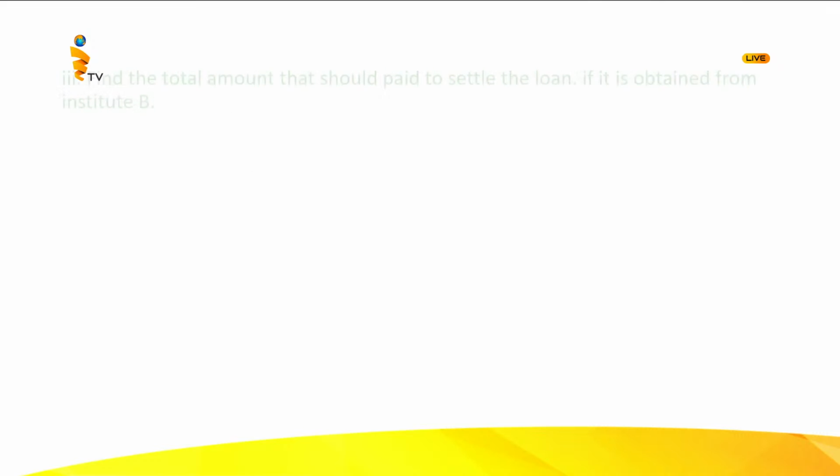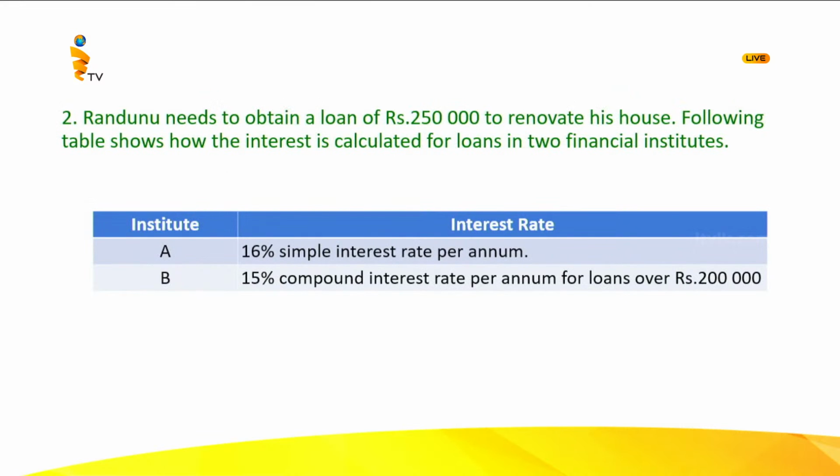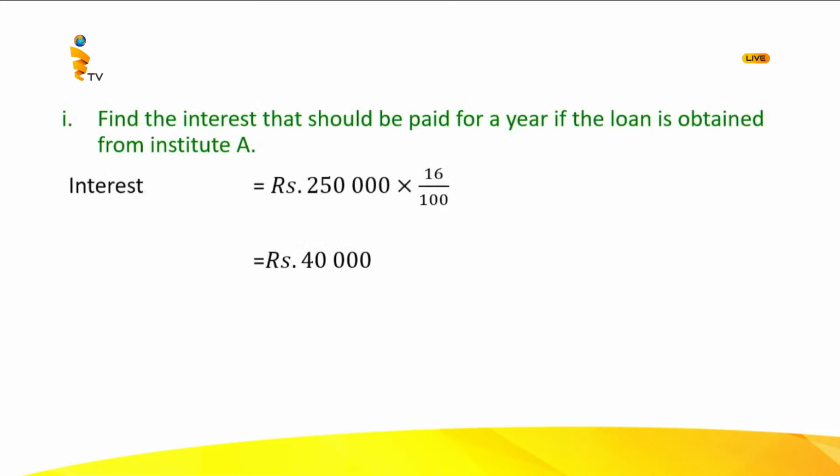To release from the loan, if he takes it from Institute A, he has to pay 330,000 rupees. Question part 3 is, find the total amount that should be paid to settle the loan if it is obtained from Institute B. They tell that in Institute B, they are going to give it at 15% compound interest rate per annum for loans over 200,000 rupees. So you have to calculate the interest under compound interest rate.